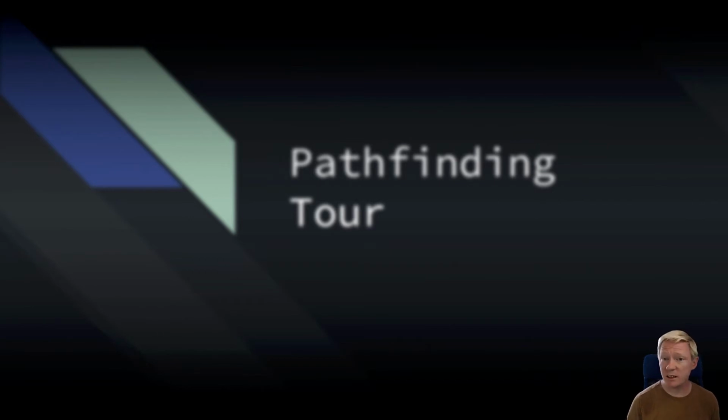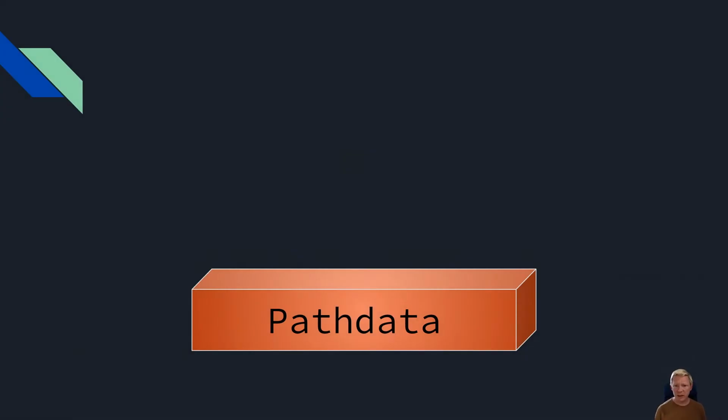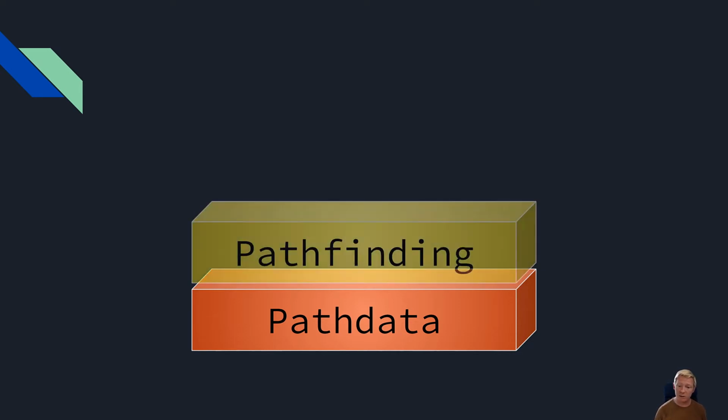So let's get started. At the beginning, what we're looking at with pathfinding is a bit of a layer cake. At the very lowest level, we have path data, which is the information we need to be able to build paths. So that's going to be our first stop in the tour, looking at how we go about building up path data. Then after path data, we have our pathfinding algorithms.